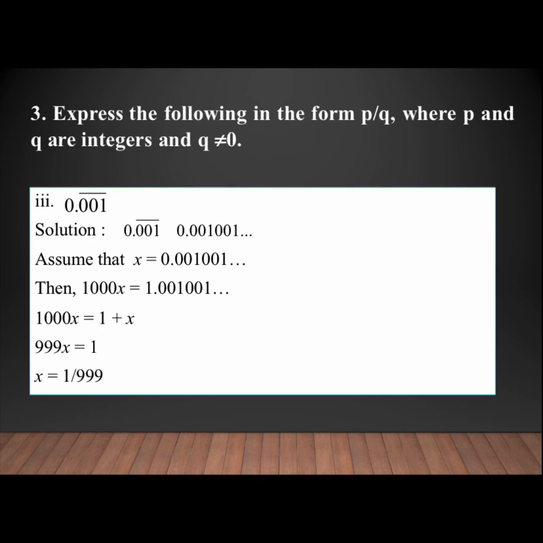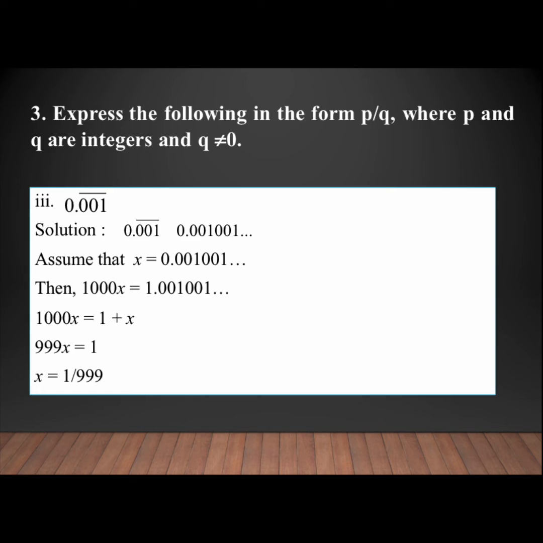Our next part is 0.001 bar. To solve it, firstly we simplify it as earlier. 0.001 bar equals 0.001001 and so on. Now we let x equal 0.001001. Here we have the bar on 3 digits, so we multiply by 1000.